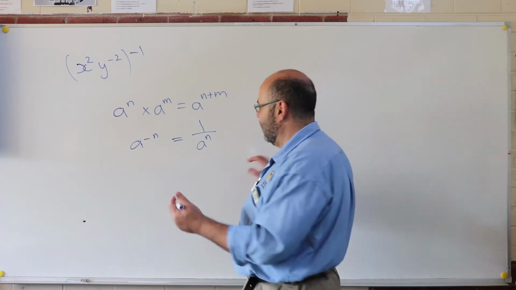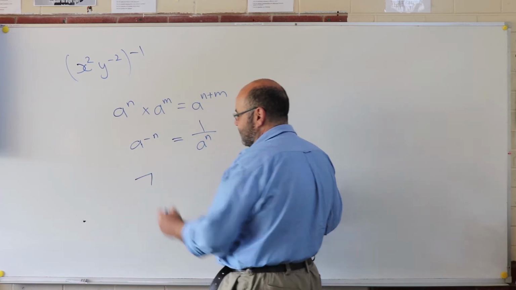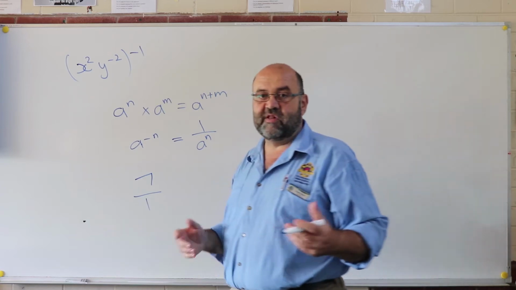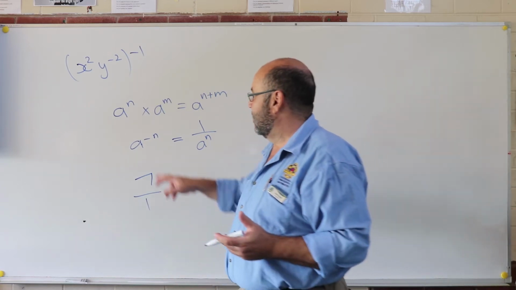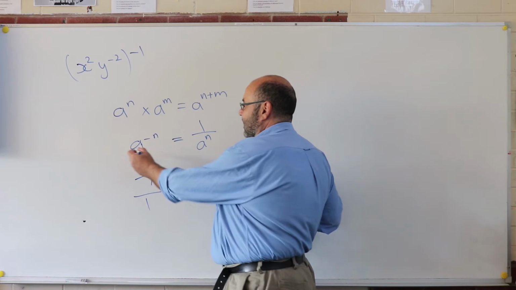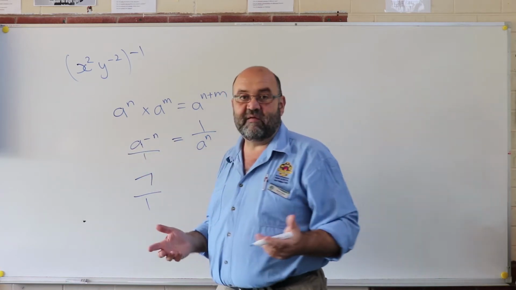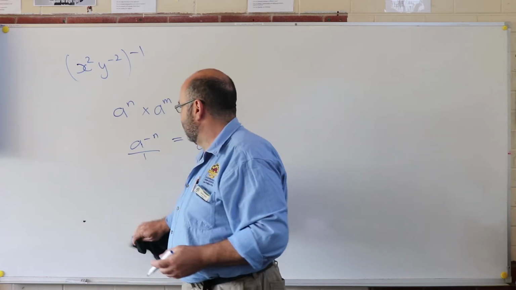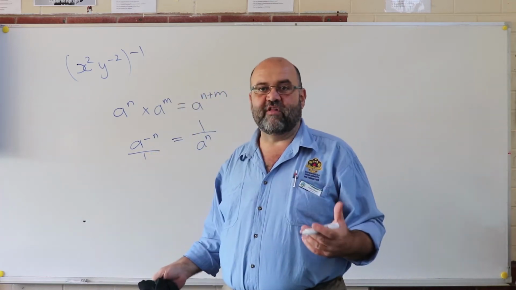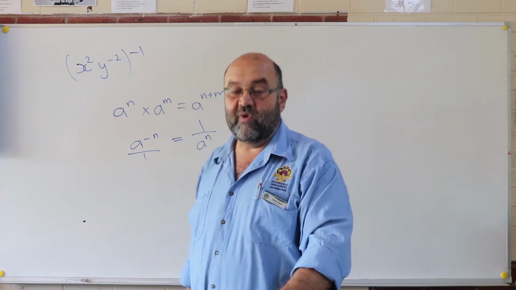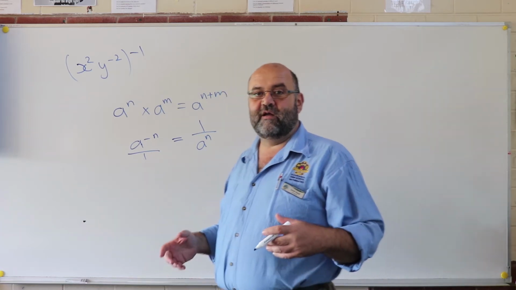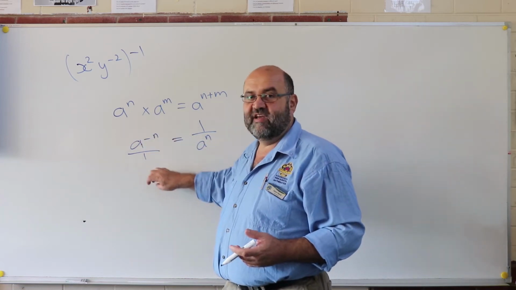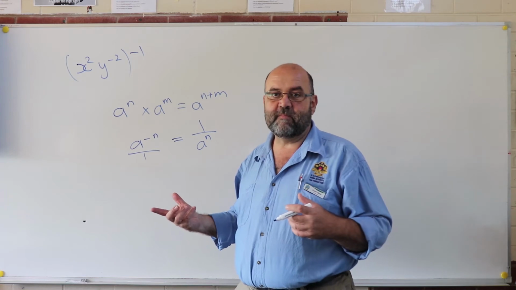So if I was to write the number 7, well, there's a fraction line there. Look, here it is here. Because 7 and 7 over 1 are the same thing. So a to the power of negative n and a to the power of negative n over 1 are the same thing. So that a to the n is on the wrong side of the fraction line. Now, when it moves, it doesn't leave a blank behind. Okay. So when the a to the negative n moves, it leaves a 1 in its place.